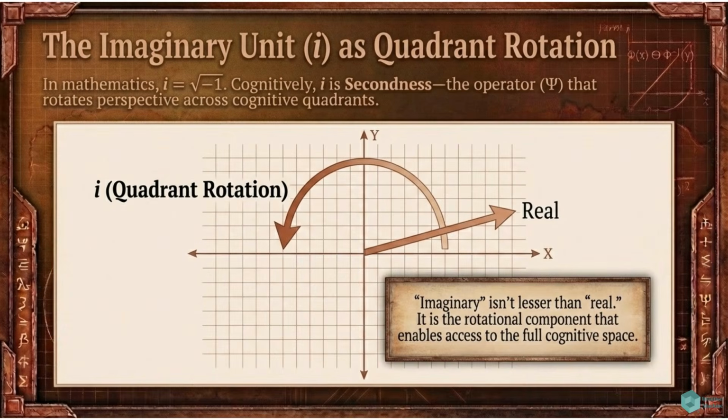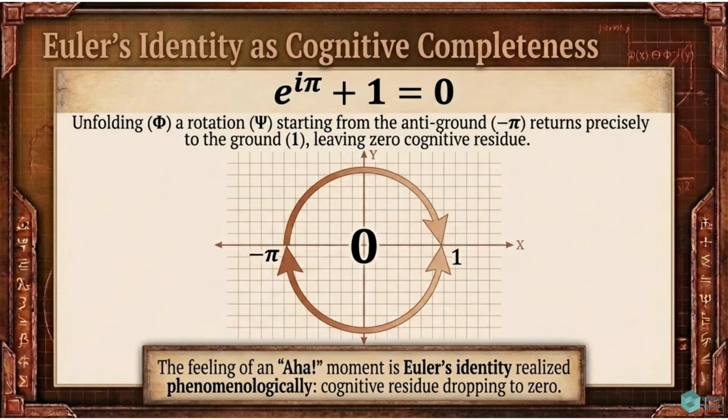The imaginary unit i in mathematics, or the square root of -1, is cognitively understood as the rotational operator that rotates perspective across cognitive quadrants. It enables access to the full cognitive space. Euler's identity represents cognitive completeness. Unfolding a rotation starting from the antiground returns precisely to the ground, leaving zero cognitive residue. The aha moment is this cognitive residue dropping to zero.